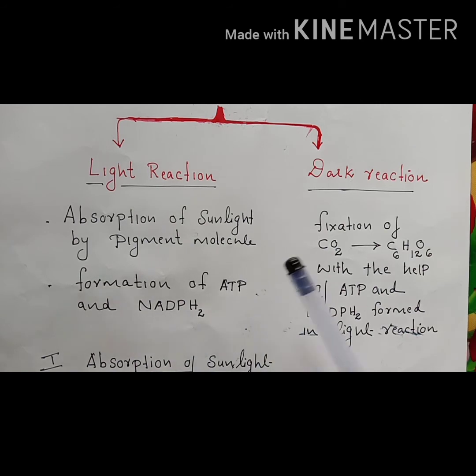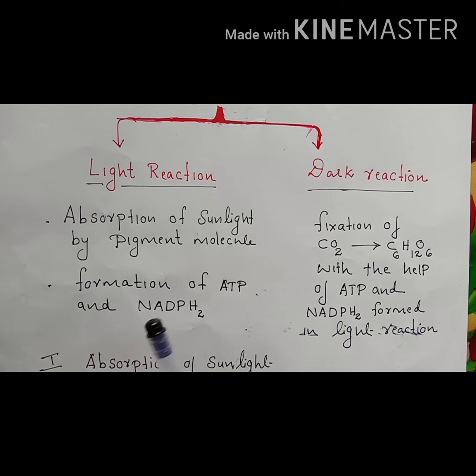So dark reaction does not require the presence of sunlight, but it requires the product of light reaction. So even in the absence of sunlight, dark reaction will happen, but it is not completely independent of light. Dark reaction is dependent on light. How is it dependent on light? It requires the product of light reaction.